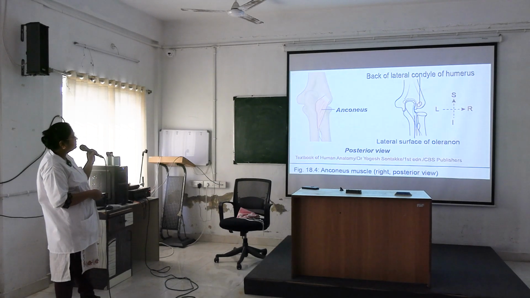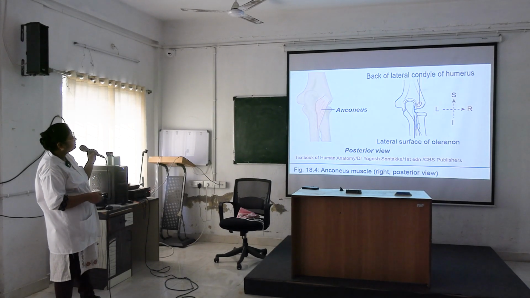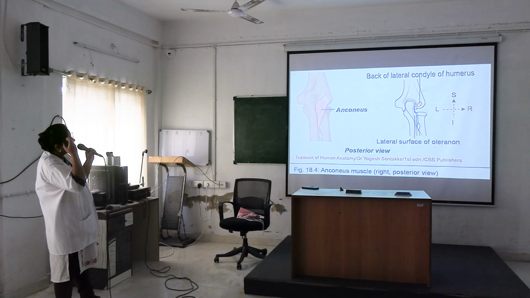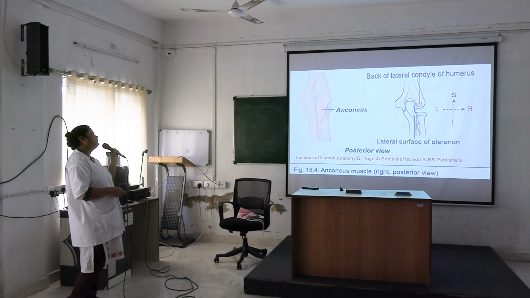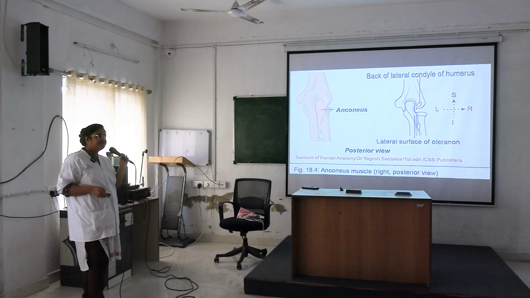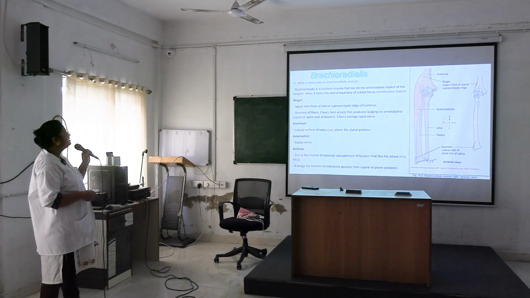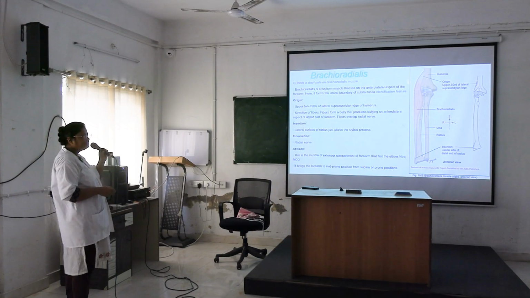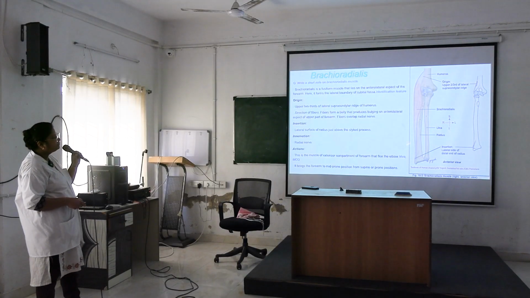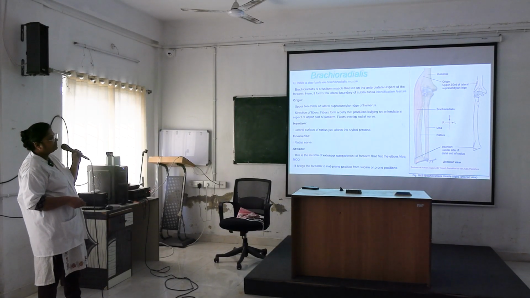Okay, this is the function. Here is the anconeus, origin here in the lateral epicondyle of humerus. Insertion is here, lateral surface of the olecranon process of ulna. Next we are going to brachioradialis. This one is brachioradialis. Origin is here, upper 2/3 of the lateral supracondylar ridge of humerus. Insertion into the styloid process of the radius.